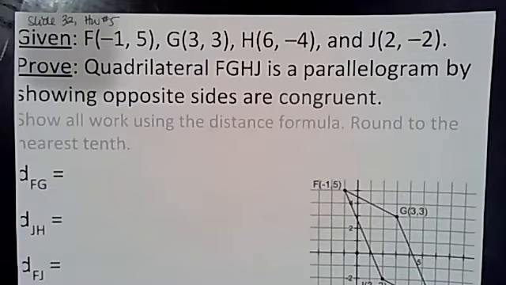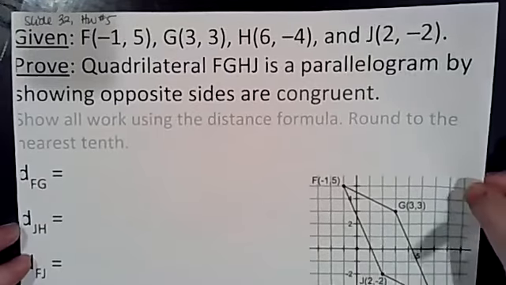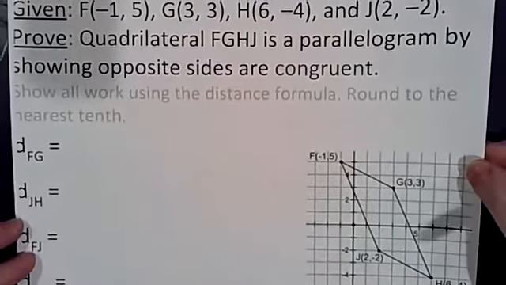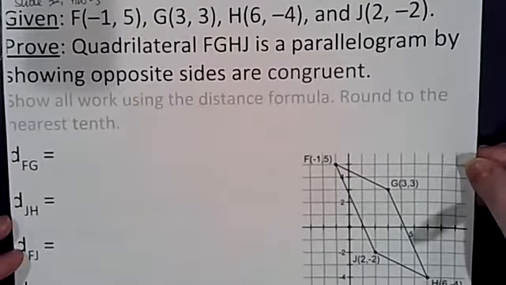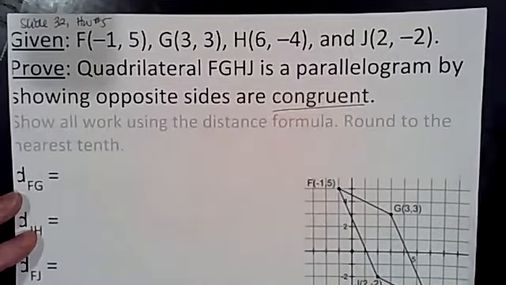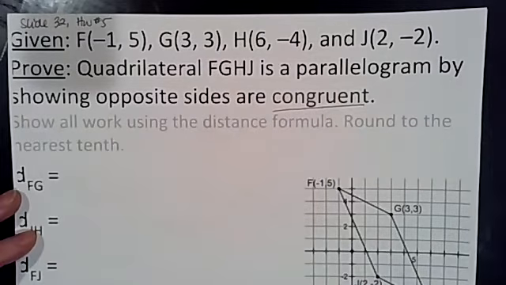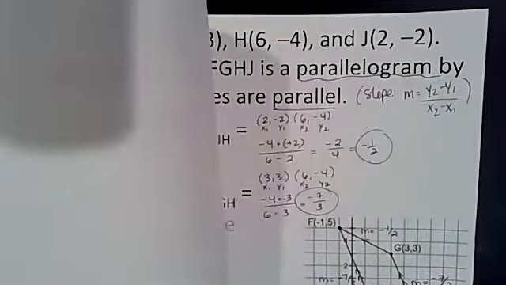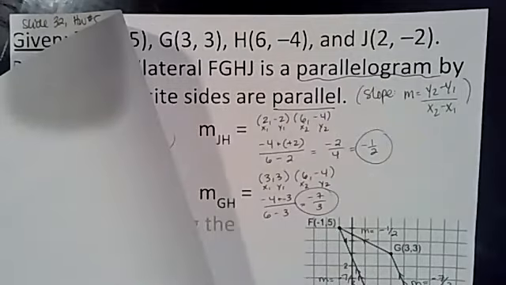All right, geometry. So we have slide 32, which is homework number 5. And we have the same exact shape and we have the same exact points. The only difference for 5 is that we want to prove that the opposite sides are congruent. Now, the difference here is that for 4, we wanted to prove they were parallel, so we use slope.